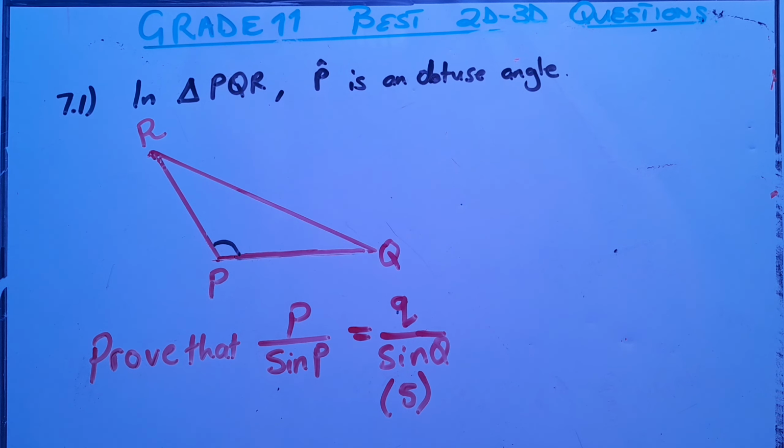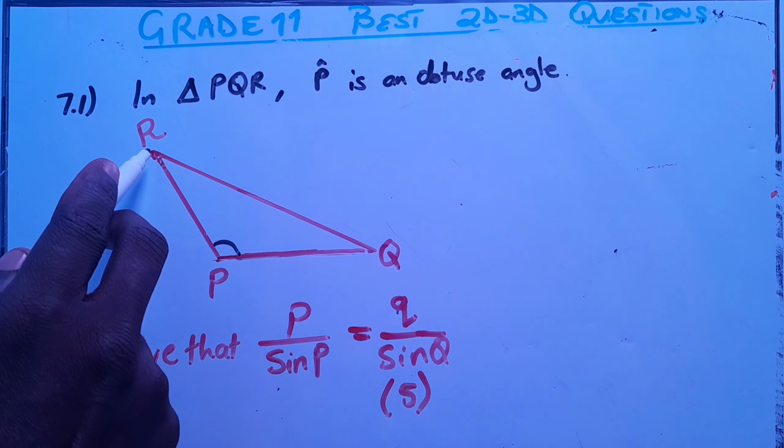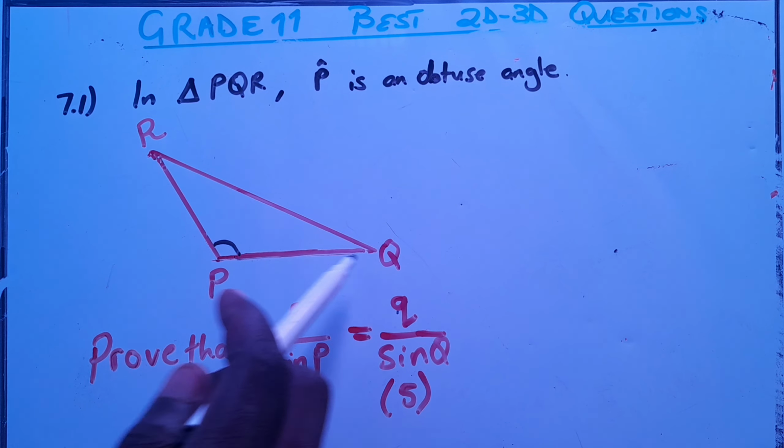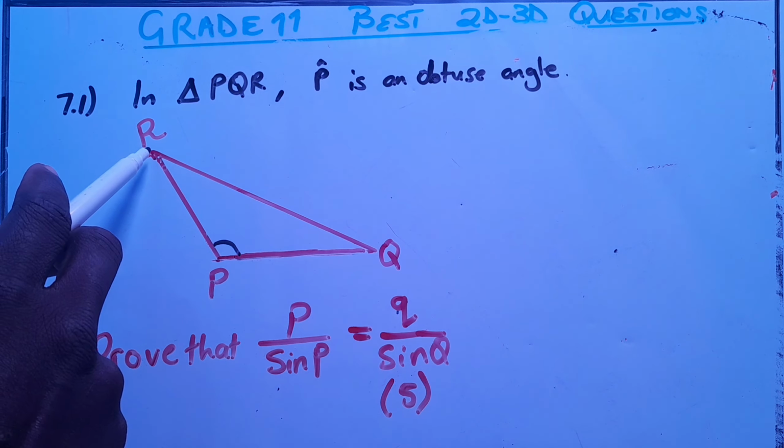So first thing that I can tell you guys, if you're trying to prove that p over sin P and q over sin Q, it means that we must construct at angle R. So if we're trying to prove these angles, it means that we are constructing at side R. If we're trying to prove r and q, we're going to construct at P. So now our construction is at R.